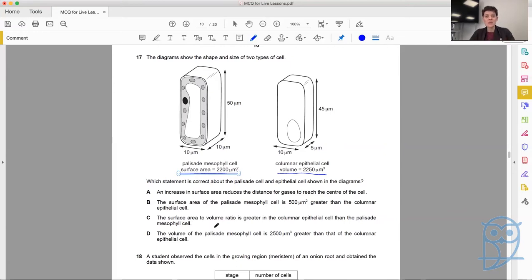So obviously, we are not going to be able to go any further in this unless we get some more numbers. So we need now the volume of the palisade mesophyll. So volume, remember, is surface area of one side times the third dimension. So 10 by 10 gives us 100 times 50 would give us 5,000 micrometers cubed. That's the volume here.